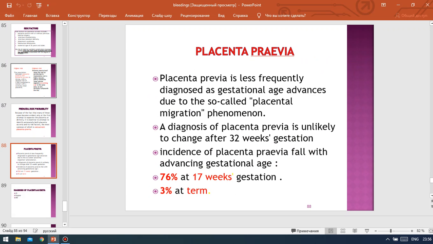Placenta previa. Placenta previa is less frequently diagnosed as gestational age advances due to the so-called placental migration phenomenon. A diagnosis of placenta previa is unlikely to change after 32 weeks gestation. The incidence of placenta previa falls with advanced gestational age: 76% at 17 weeks gestation and 3% at term.